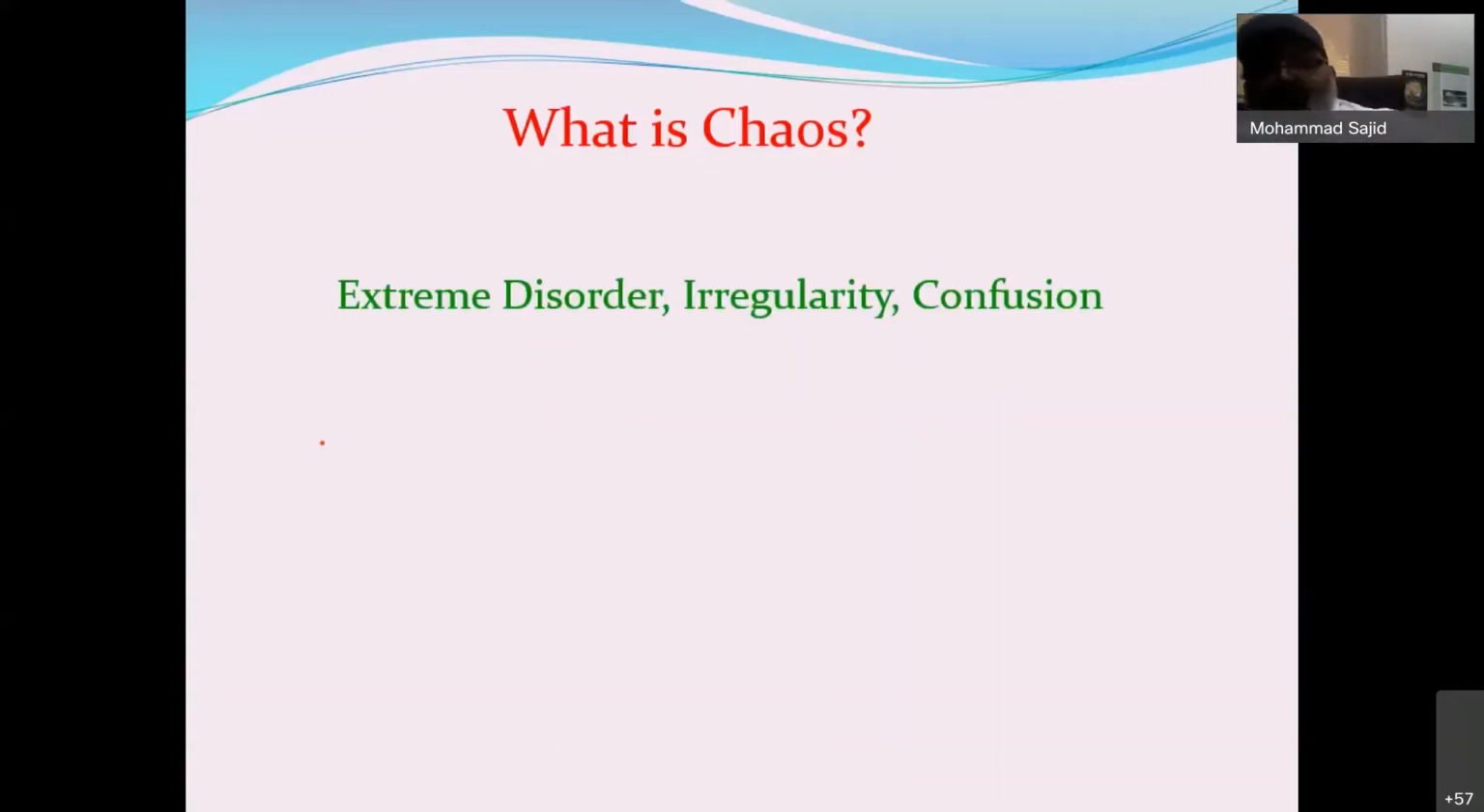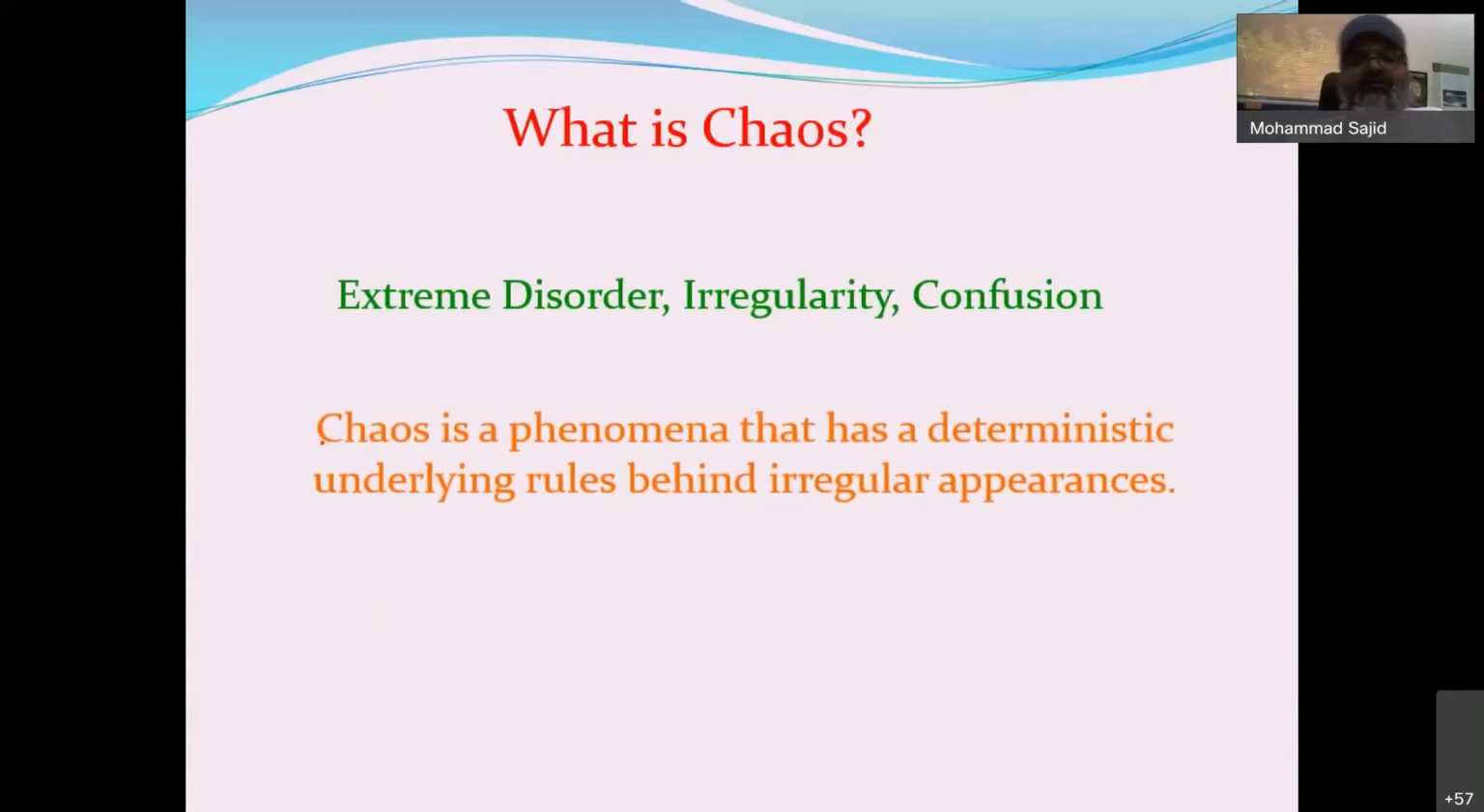So this is extreme disorder, irregularity, and confusion. This is a rough definition of chaos: extreme disorder, irregularity, and confusion. Okay. So how is it different from others? This is a phenomenon that has underlying rules behind an irregular appearance. It is a phenomenon based on situation. It is not an object like a fractal. It is some behavior. It is not easy to find inside the irregular appearance, but the important thing is it is deterministic.